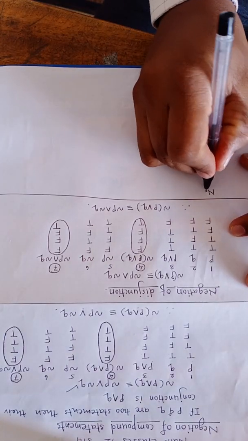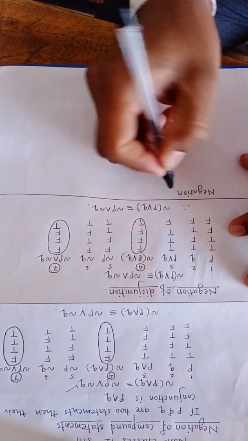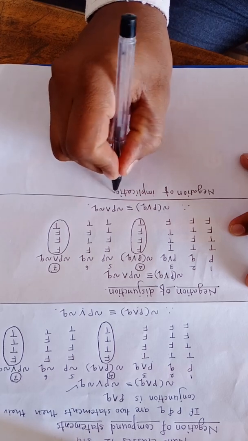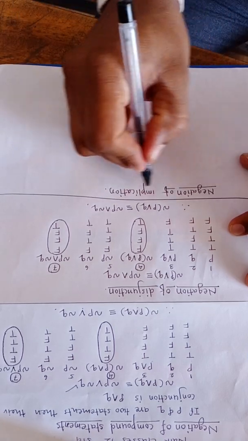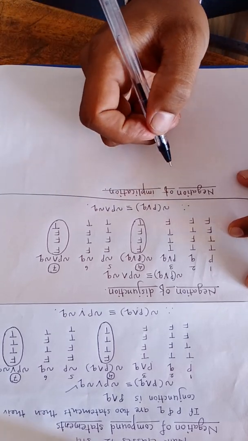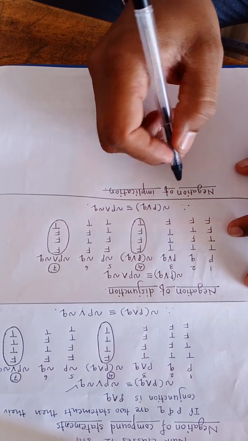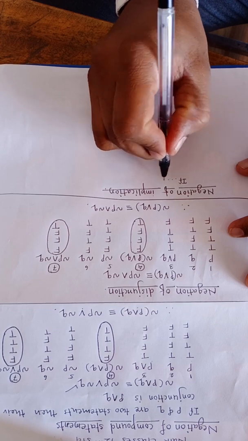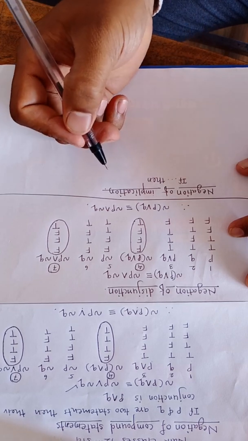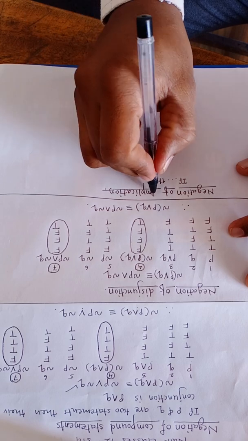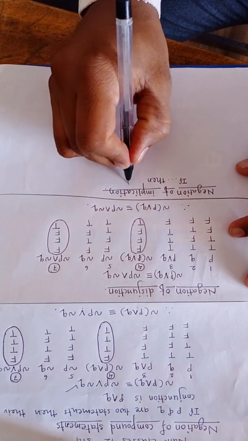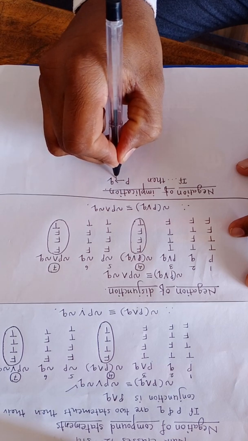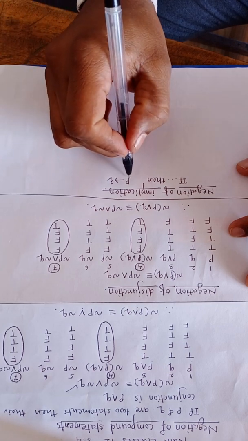Now next is negation of implication. If two simple statements are connected by connective phrase "if then", then the compound statement is called an implication or conditional statement. If P and Q are two simple statements, then their implication is P then Q. That is, if P then Q.